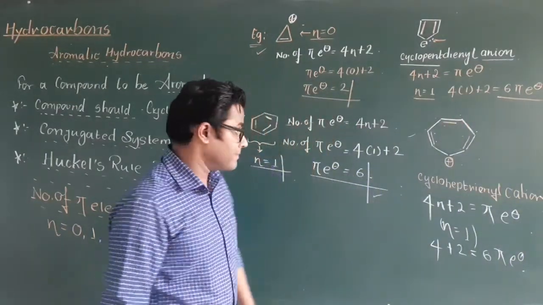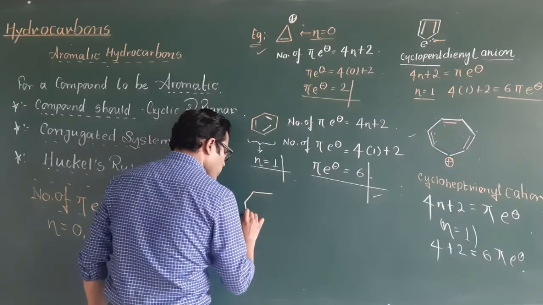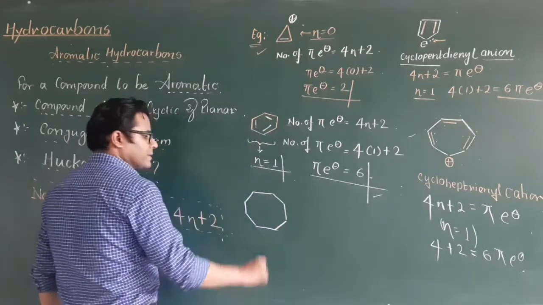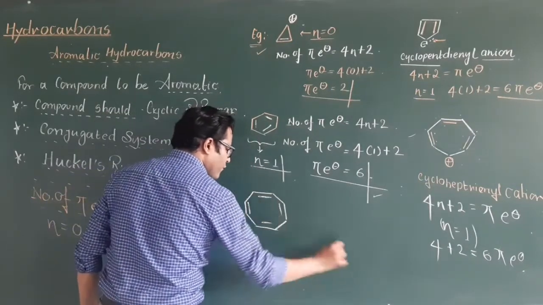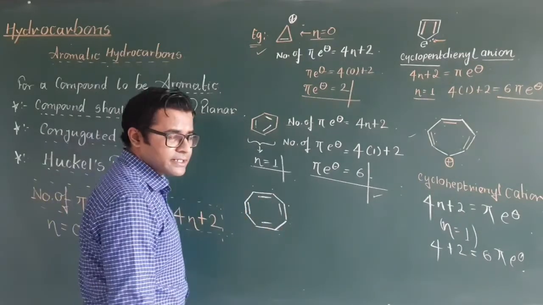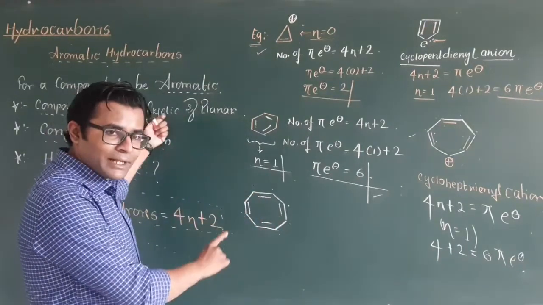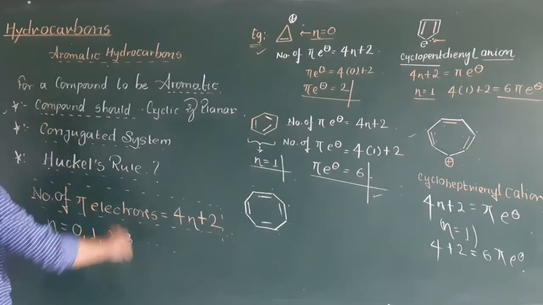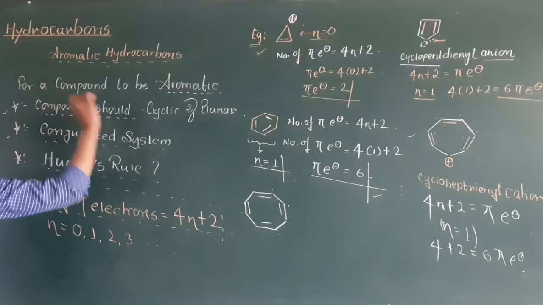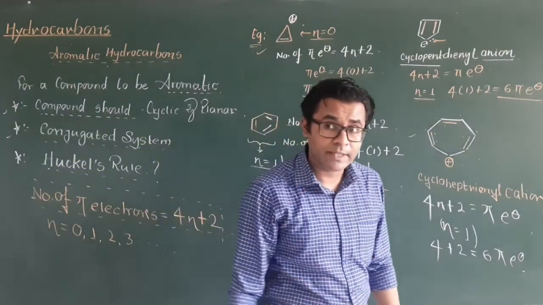Let us take one more example here. If I take this into consideration, 1, 2, 3, 4, 5, 6, 7, and 8. It is an 8 carbon system. Now this one is cyclic and planar, so our first condition is done. It has double bonds which keep on rotating, yes, a conjugated system. Does it behave as per the Huckel rule? Now that is a concern.